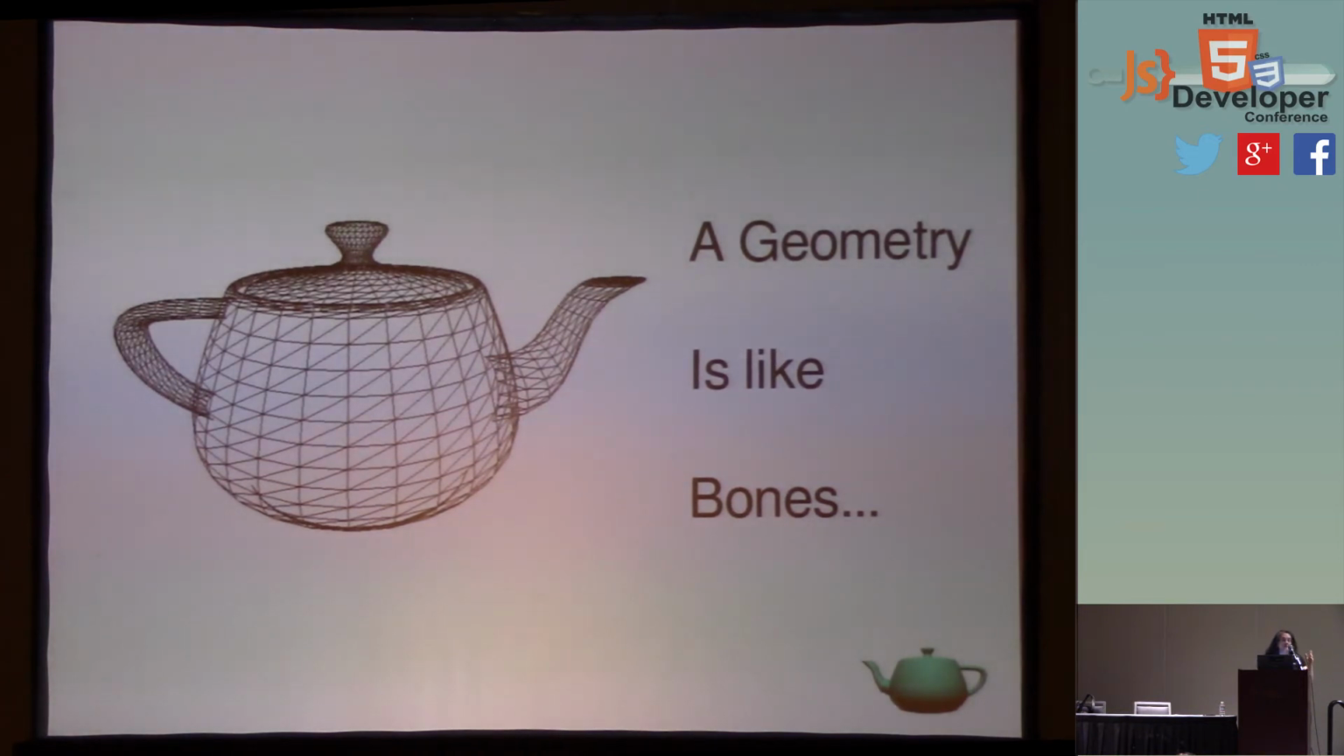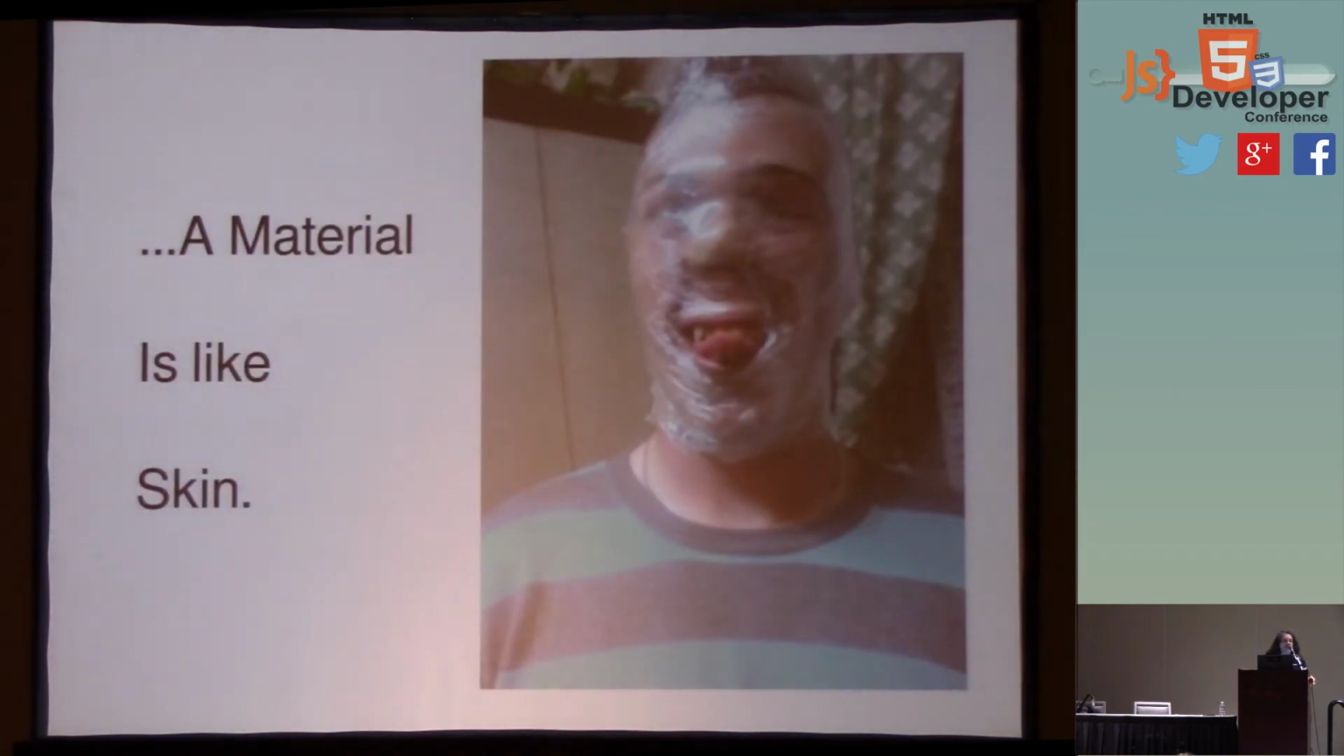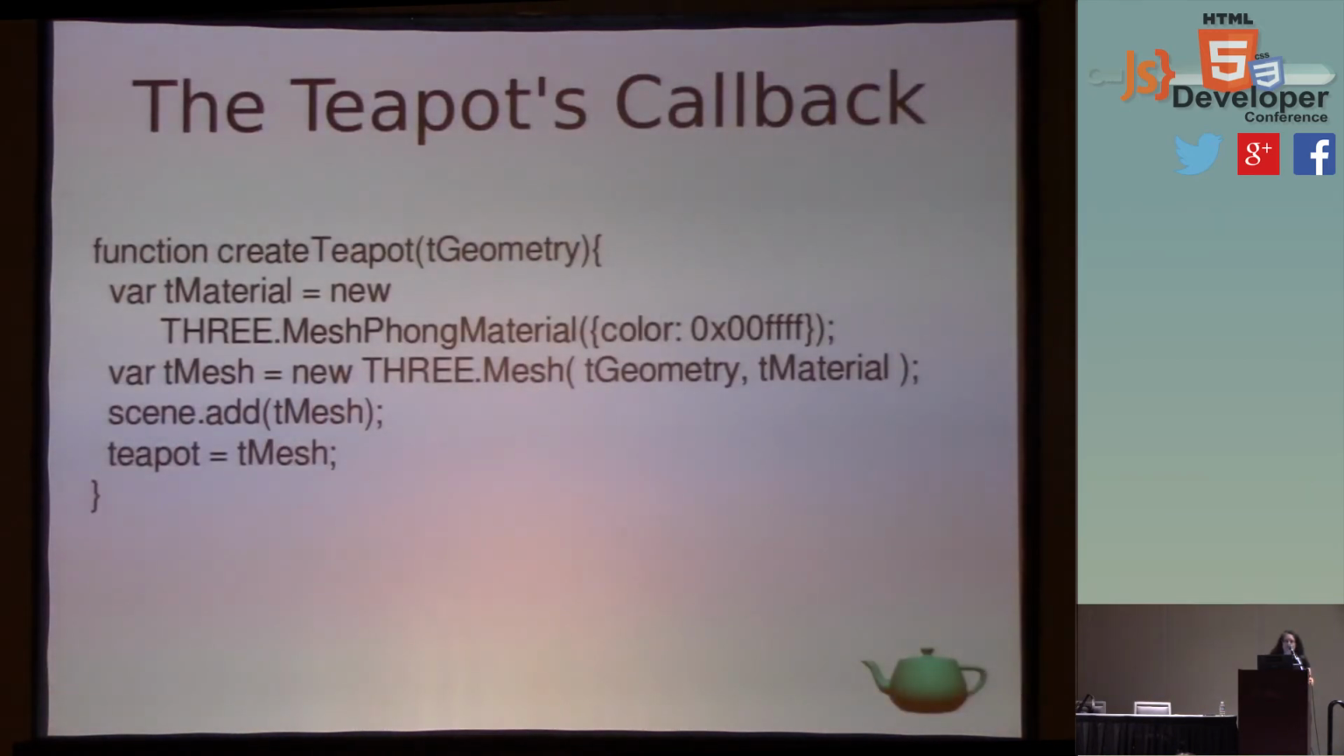We have to tell it what it looks like. We have to tell it whether it's a wireframe like this, or whether it's shiny or flat, what color it is, if it's got a pattern, if you can see through it or not. And that is the job of the material. The material, think of it as saran wrap. It wraps around the outside of this point set so that it becomes visible. So now with those two parts, we can make more sense of the callback.